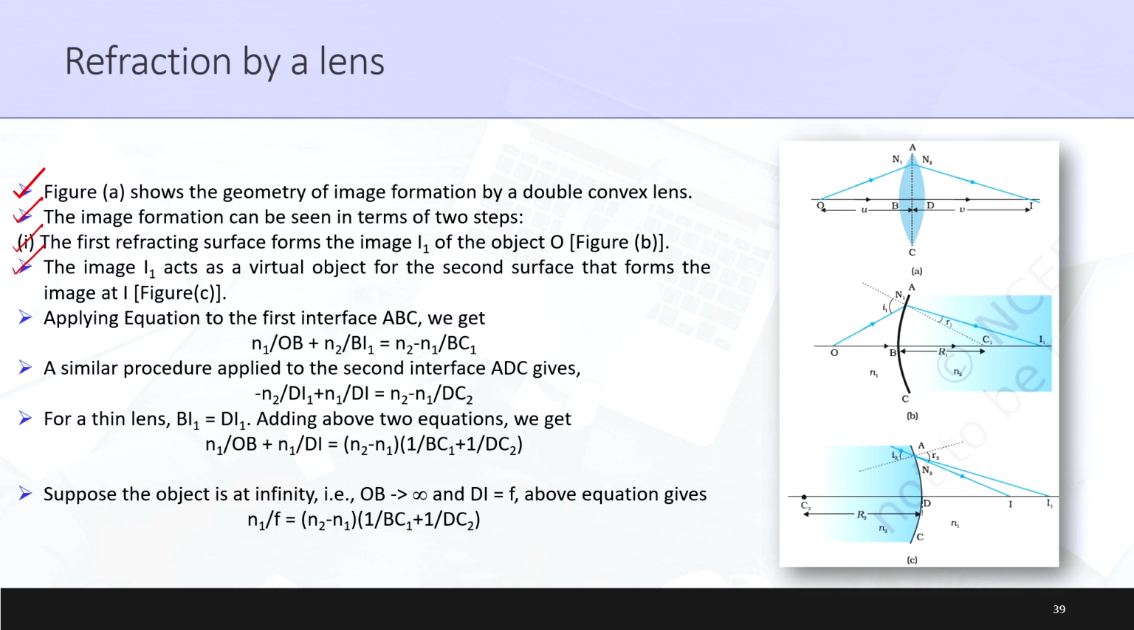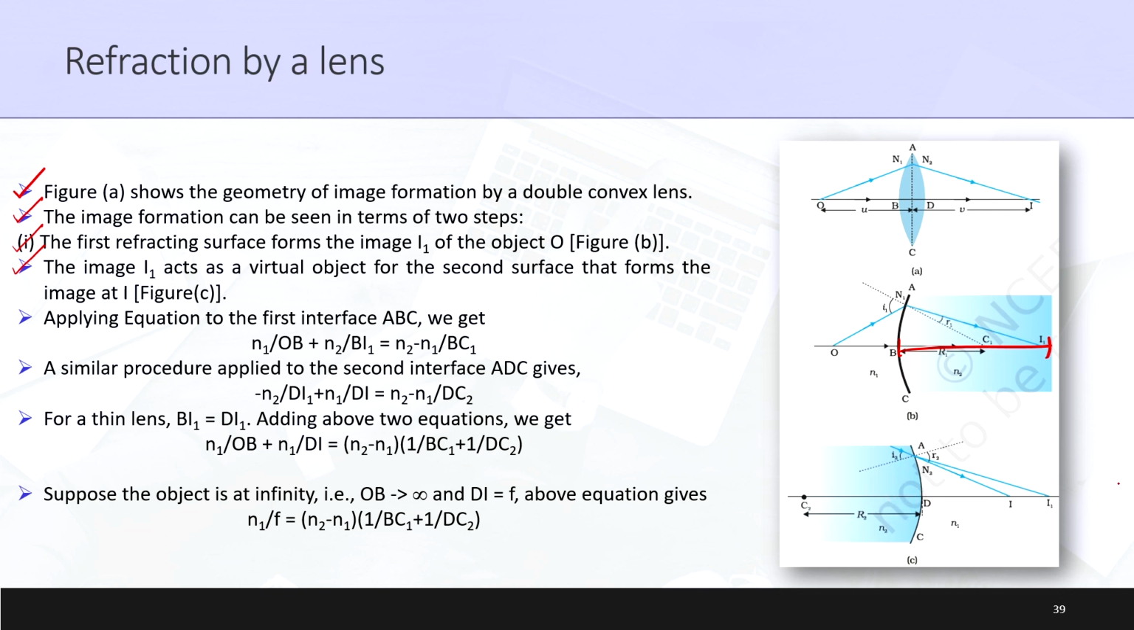Okay. Now, for the thin lens, what is happening? Basically, BI1 is equal to DI1. What is DI1 here? This is DI1, because we are assuming that these two portions are very near to each other. So, basically, even if B is formed here in this sequence, B and D are very close to each other.